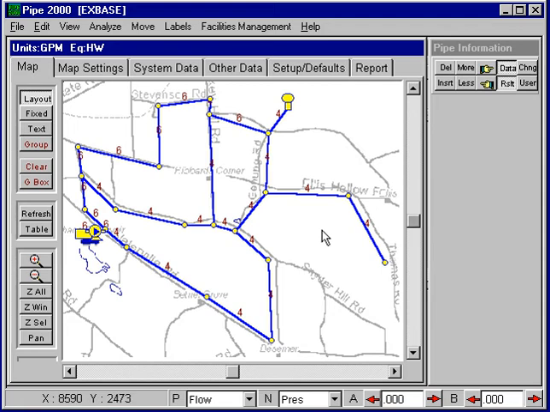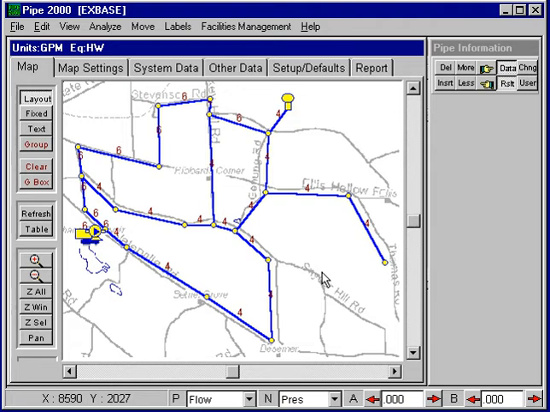Pipe 2000 has the capability to compute both material cost and power costs. And I want to illustrate these calculations and the data required in this session. In this particular system, there's some 6-inch PVC pipe and there's some 4-inch PVC pipe. So we have basically different types of pipe used in this example.